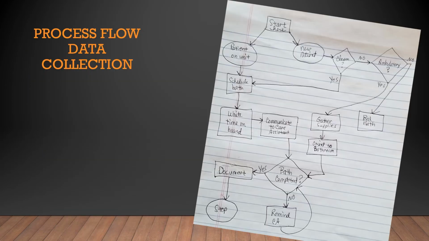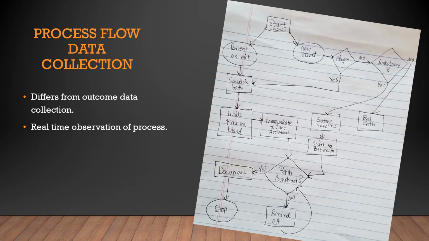Let's talk about process flow data collection. We saw that outcome data was pretty straightforward. In our project, we collected outcome data from the patient charts. Process data collection requires examination of the process or the steps in the process. We'll ask the staff questions. Looking at the process and hearing from others who are involved in the process helps to identify areas for improvement.